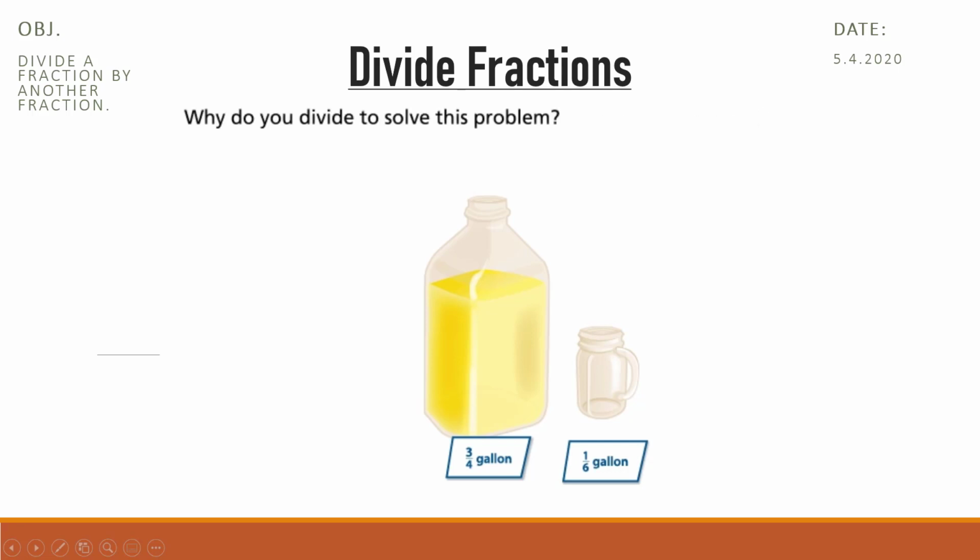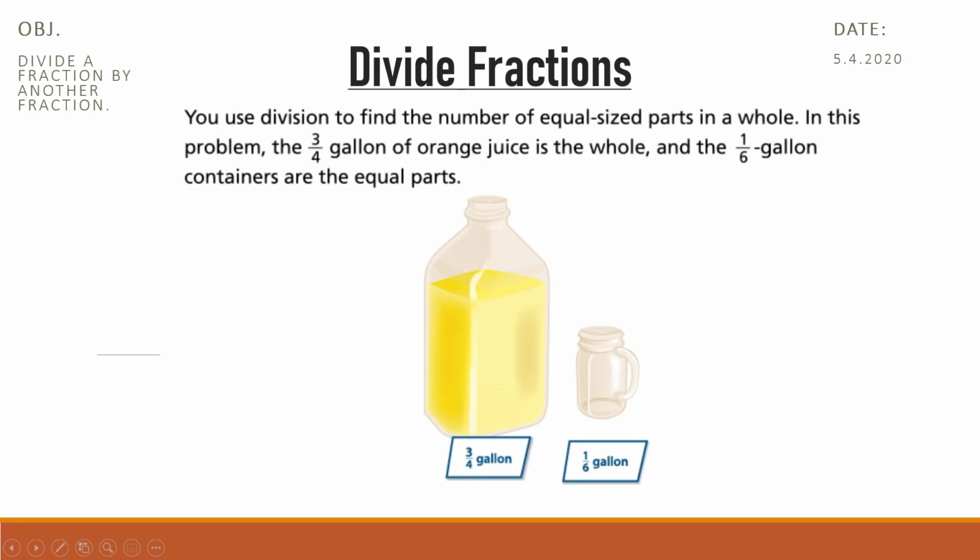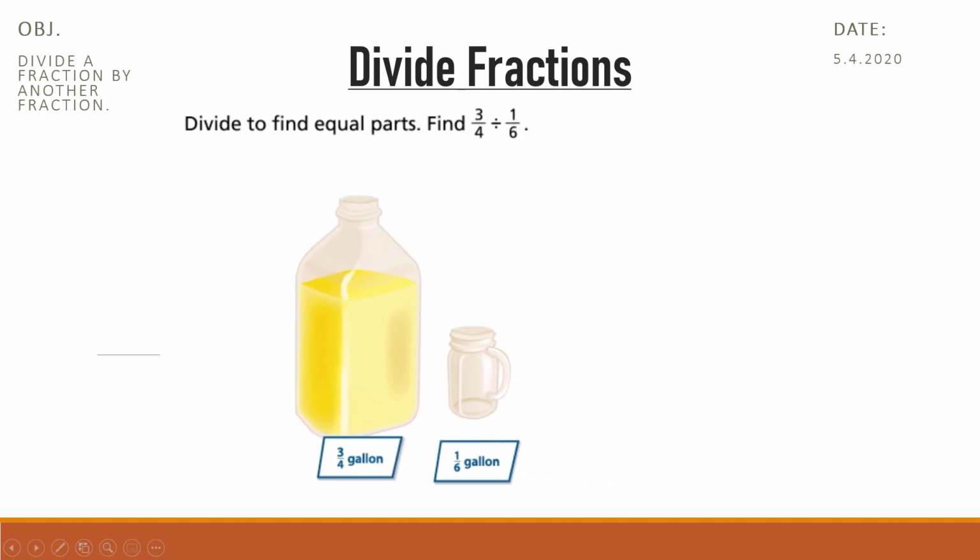Why do you divide to solve this problem? You use division to find the number of equal-sized parts in a whole. In this problem, the 3/4 gallon of orange juice is the whole, and the 1/6 gallon containers are the equal parts. Divide to find equal parts. Find 3/4 divided by 1/6.